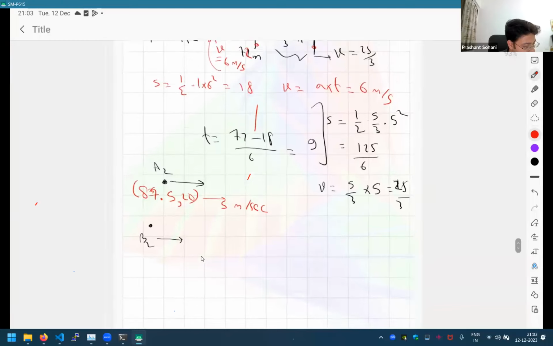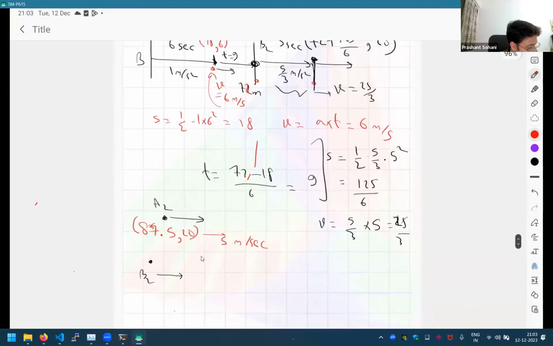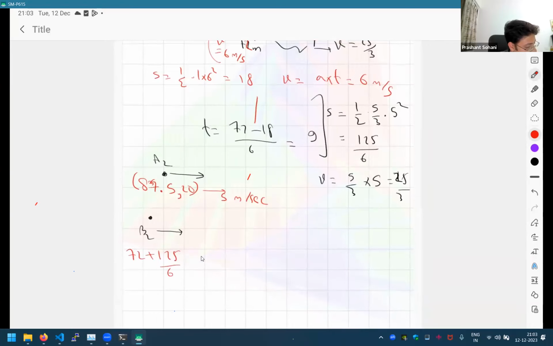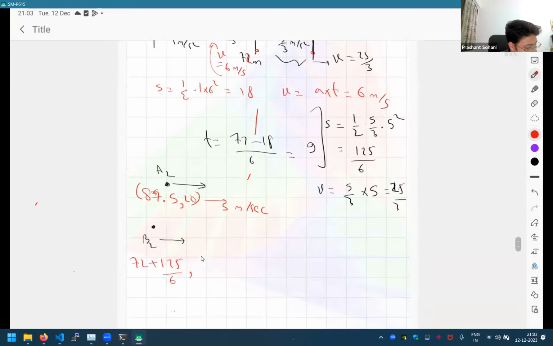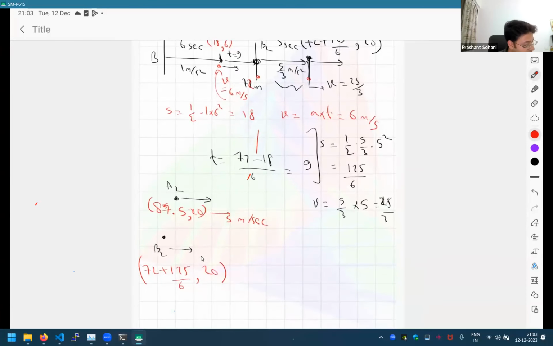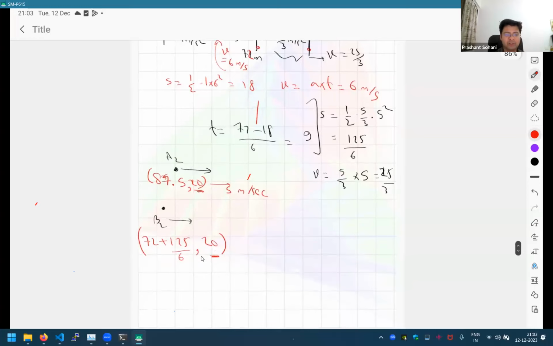And B2's coordinate we just found out right now, 72 plus 125 by 6, at 20 seconds. So one good thing is that they are both at 20 seconds. So the time is both 20 seconds. So basically when they both start to run at constant velocity, the initial clock is the same, which is one good thing. Otherwise that would add one more complexity to our calculation. And B is traveling at 6 meters per second.